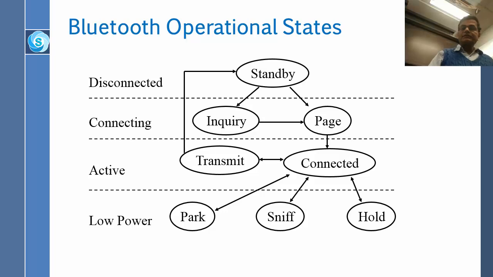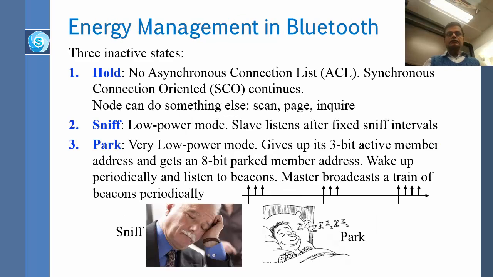So when the station comes on, Bluetooth station, it sends an inquiry or gets a page, one of the two, and then it gets connected to another device. Once it is connected, it can keep transmitting, and most of the time is spent in this transmit state, and then it can go to sleep. And there are 3 levels of sleep: park, sniff, and hold.